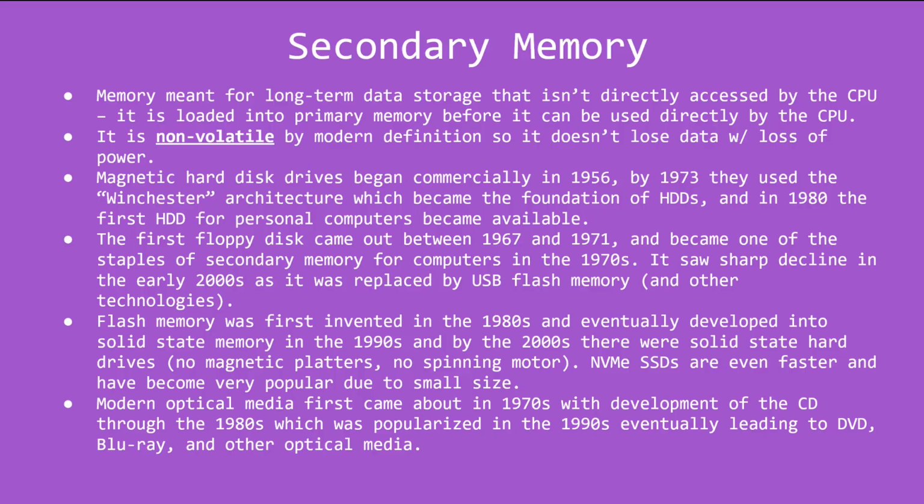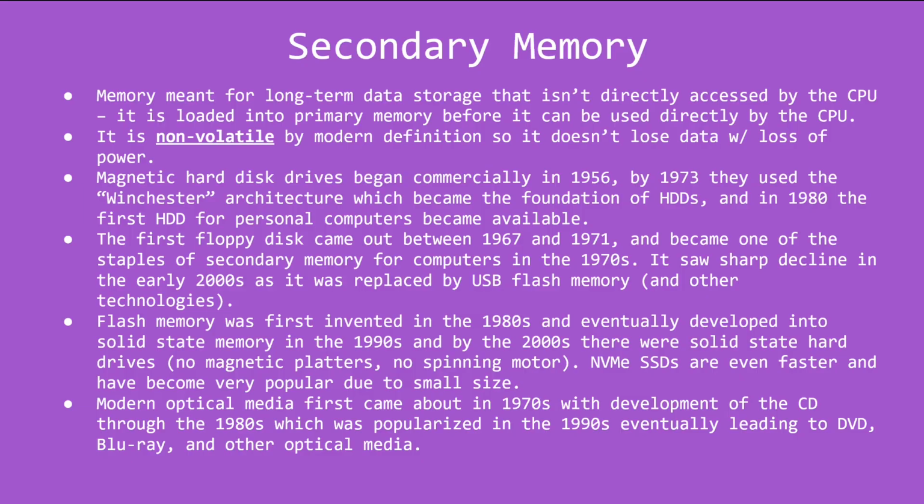The first floppy disk came out sort of between 67 and 71, and they became staples of secondary memory for computers by, I want to say, the mid to late 70s. It saw a sharp decline by the 2000s because it got replaced by flash memory. Flash memory technically was invented in the 1980s, but it really didn't become a viable product until the 90s. By the 2000s, there were solid state drives, so no more magnetic platters, no more spinning motor.